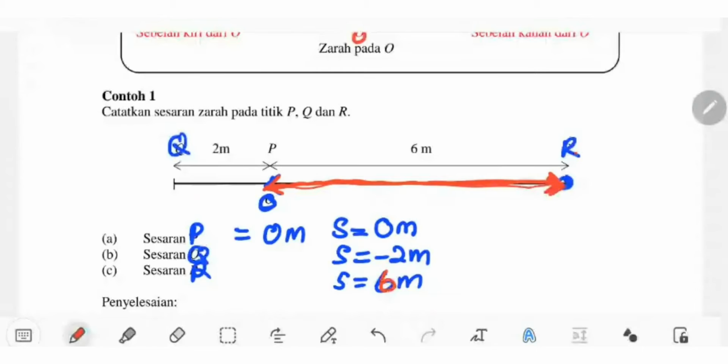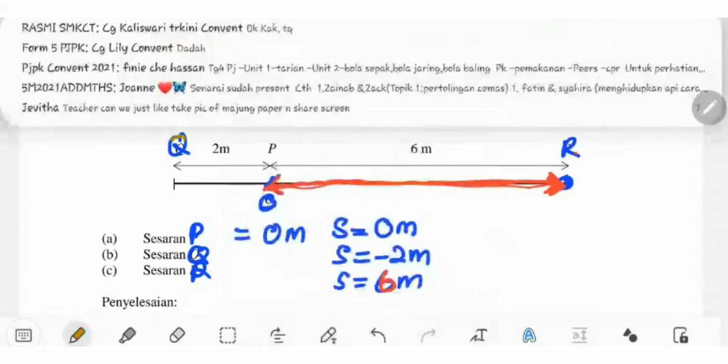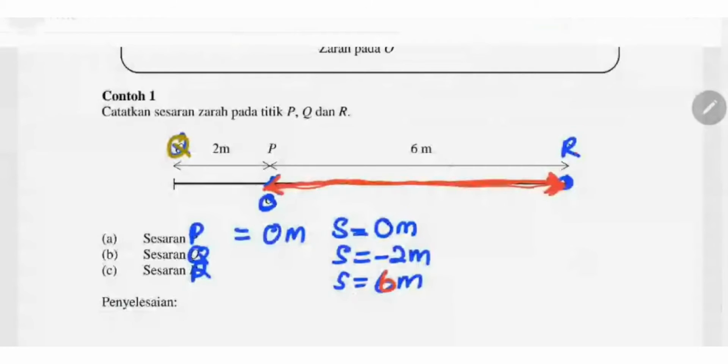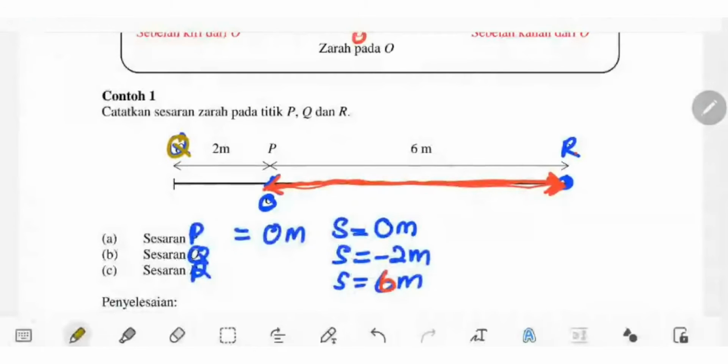Kalau let's for Q. Okay, for Q, distance from a fixed point, this is your fixed point O, and this is Q. So the distance from fixed point to Q is 2 meter. Since it is on the left, you put negative value there. Negative 2 meter.